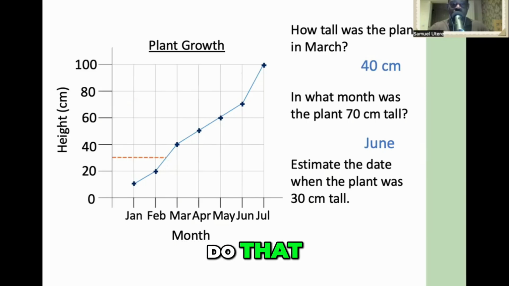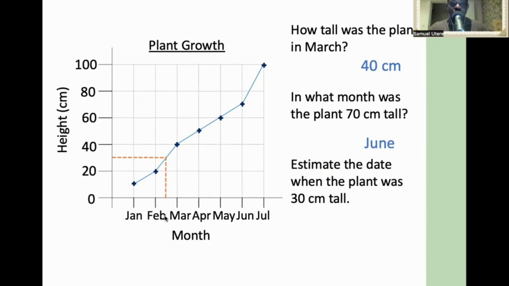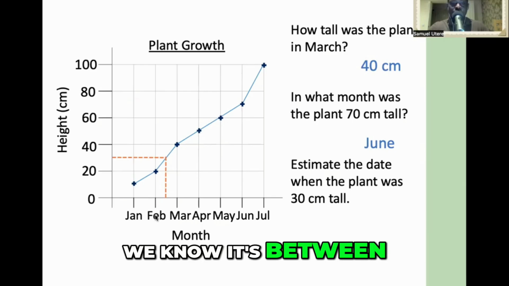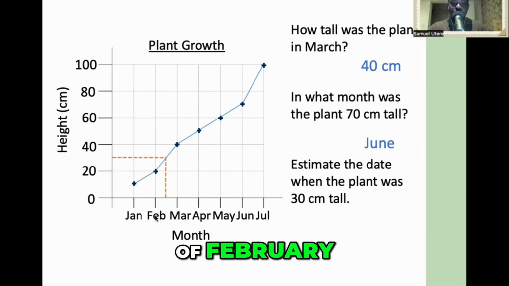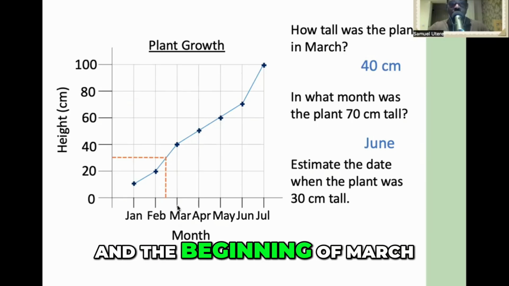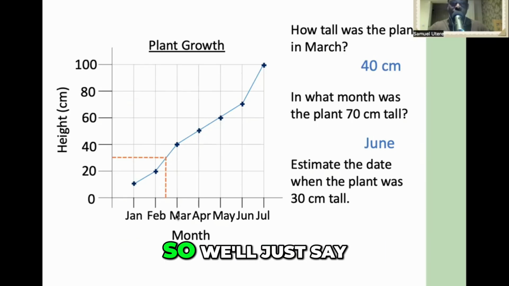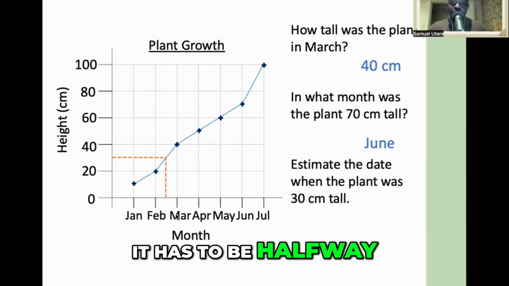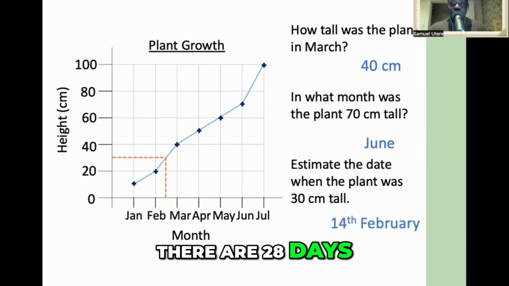So the way to do that, we'll now draw a vertical line down to the horizontal axis. Well, we know it's between February and March, so we're going to assume it's between the 1st of February and the beginning of March, right? So we'll just say it has to be halfway, which will be February 14th. Yeah, there are 28 days in February, except in a leap year, which is 29 days.